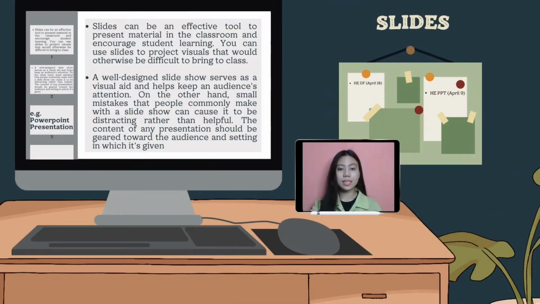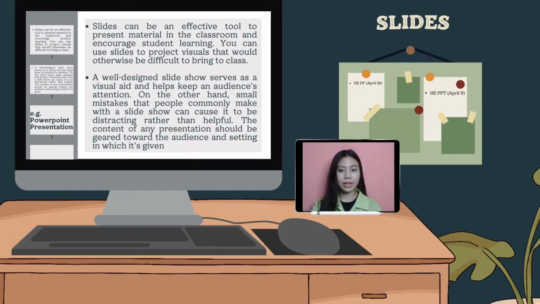Slides. Slides can be an effective tool to present material in the classroom and encourage student learning. You can use slides to project visuals that would otherwise be difficult to bring to class. A well-designed slideshow serves as a visual aid and helps keep an audience's attention.